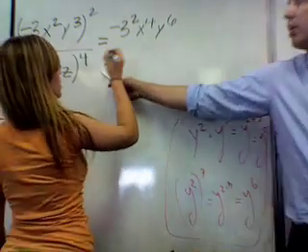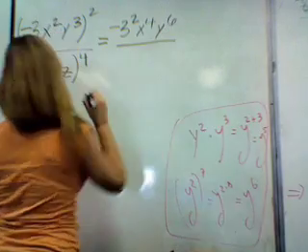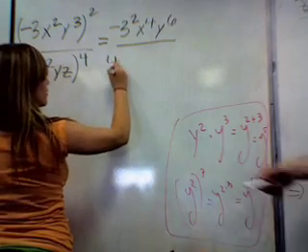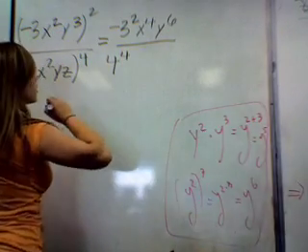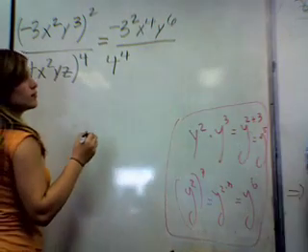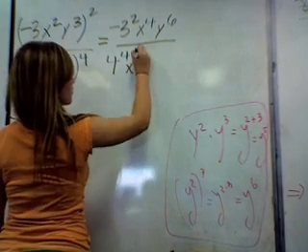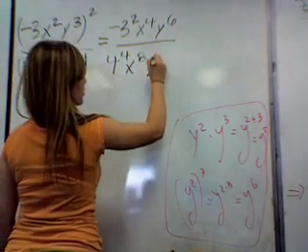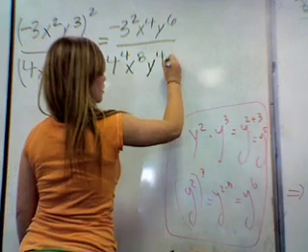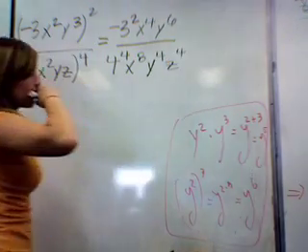So you tell me, what do we do with the exponent there? 4 to the 4th. That's right. X squared to the 4th means it's going to equal what? X to the 8th. Good. Y to the 4th. Good. Excellent. Now we can do what Chelsea wanted to do at the beginning.